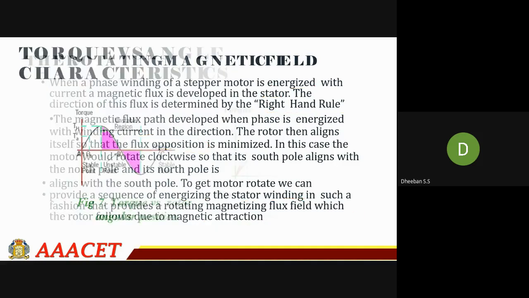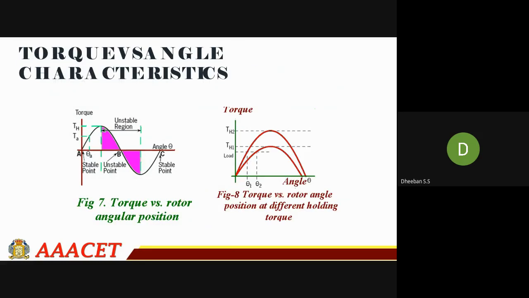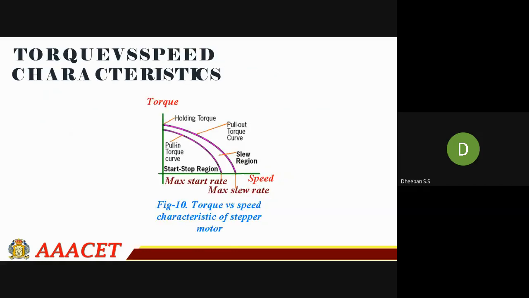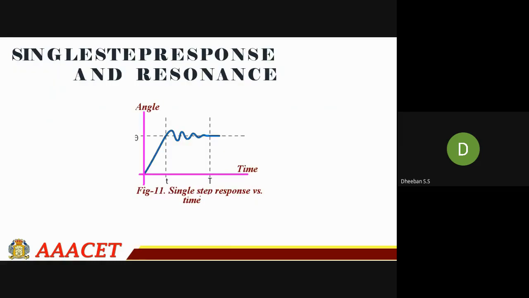Based upon this, your rotor also starts to move. I'll be showing this torque versus angle characteristic. Here you can see your torque, and this is your angle. This angle corresponds to your step angle or rotor angle. Up to this point it is stable, and otherwise it goes unstable. Up to the 90-degree angle it is possible to achieve the stable point. This is the torque speed characteristic, and this is a single step response.